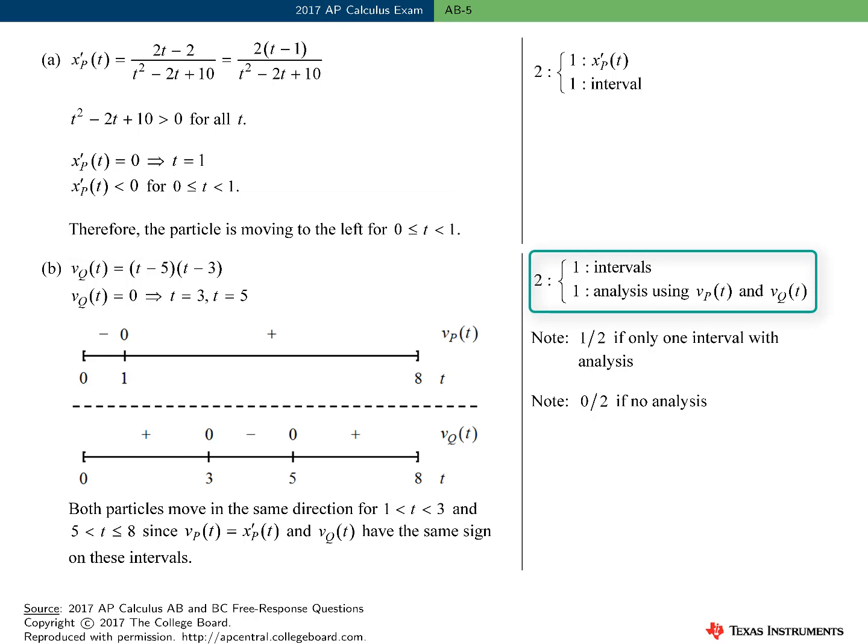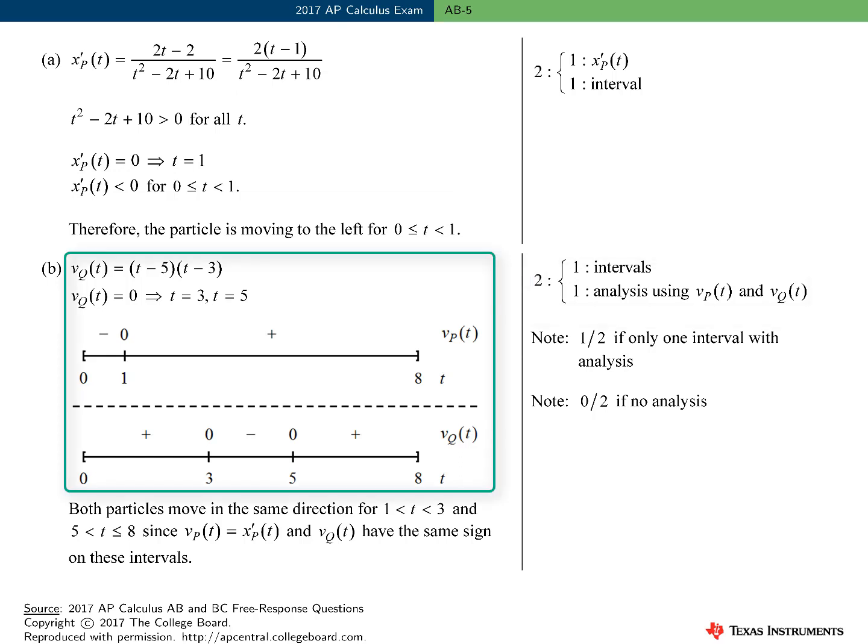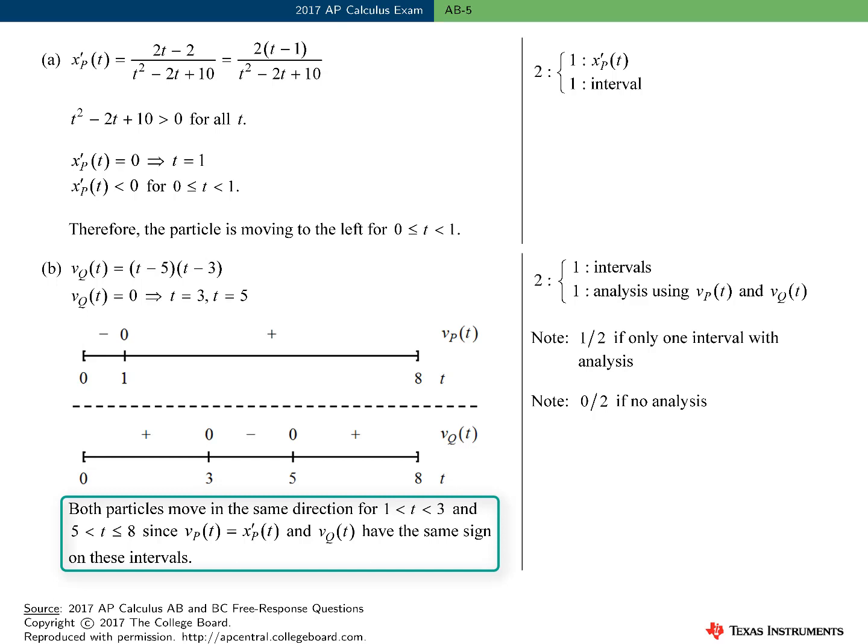Part B was also worth 2 points. And a nice way to answer this question involves sign charts, one for the velocity of particle p and one for the velocity of particle q. We can then examine these sign charts and find the intervals in which the signs of the velocities are the same. Remember that a sign chart alone is not sufficient justification or explanation. A written explanation is necessary.